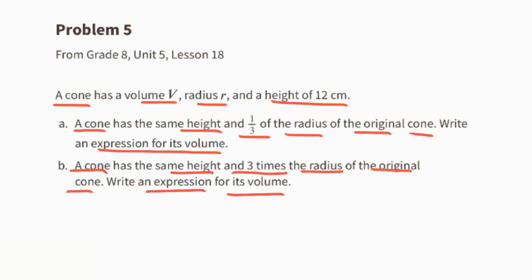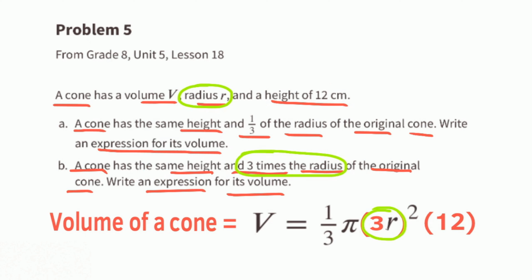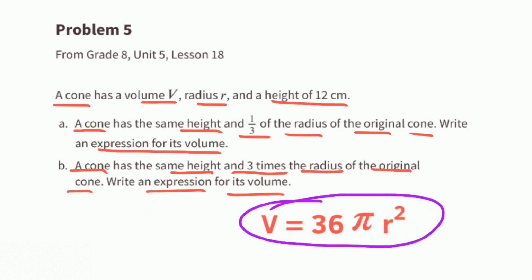For this one, we can use the formula for finding the volume of a cone. Instead of substituting the 1/3 in front of the radius, we'll substitute a 3 in front of the radius. And it has the same height, so we'll keep the height at 12. 3r all squared becomes 3 squared, or 9 times r squared. Since the order of multiplication doesn't matter, we can move the r squared to the end. 1/3 of 9 is 3. 3 times 12 is 36. So the volume of this cone is 36 pi r squared.